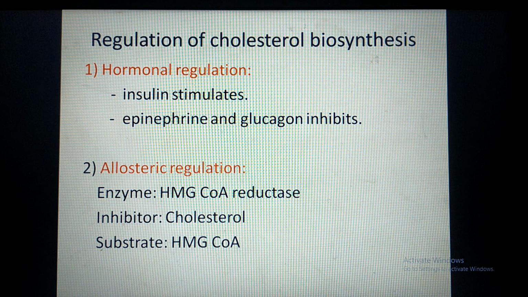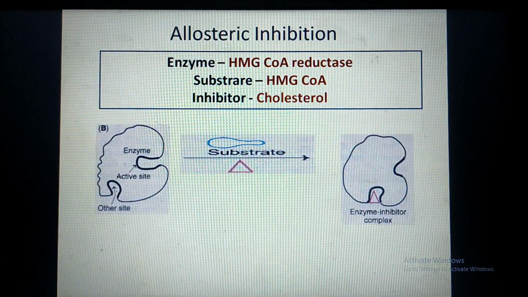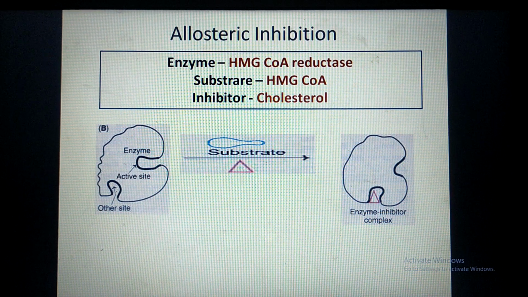So the inhibitor of HMG-CoA reductase is cholesterol, which is the end product of that pathway, and the substrate is HMG-CoA. It is shown like this. Here the allosteric enzyme HMG-CoA reductase is there. It has two sides, active site and allosteric site. So at the active site the substrate HMG-CoA will bind, and at the allosteric site the inhibitor cholesterol will bind.